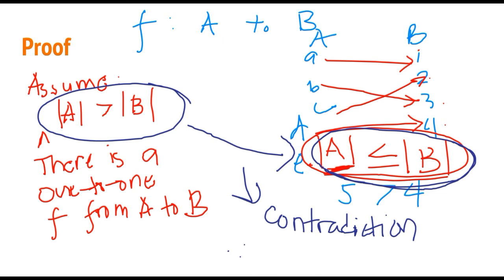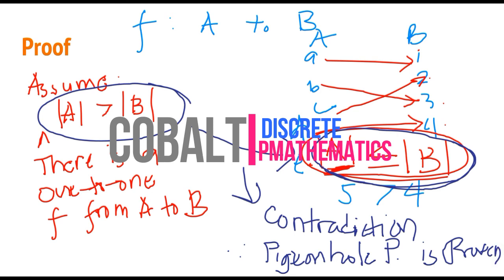Therefore, the original proposition is true. So this is now the pigeonhole principle proven by contradiction. So that's it.